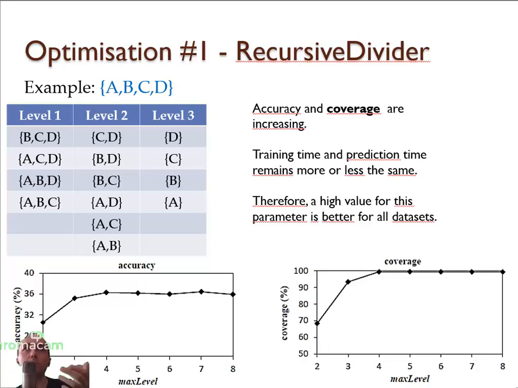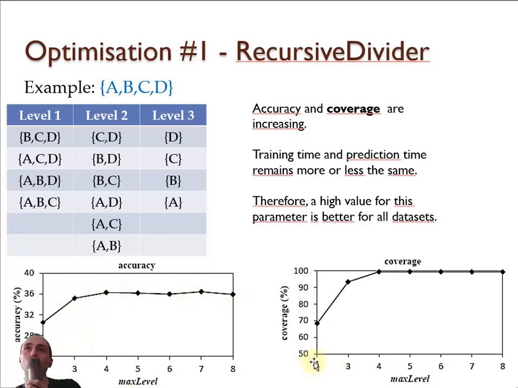We think maybe some symbols are not important. We try to remove them and still try to make a prediction. By doing this, we have an example of a chart. We have the accuracy and the number of symbols that we can remove. If we remove 2, the accuracy of CPT is about 30%. If we remove 3, it is about 35%, and so on.